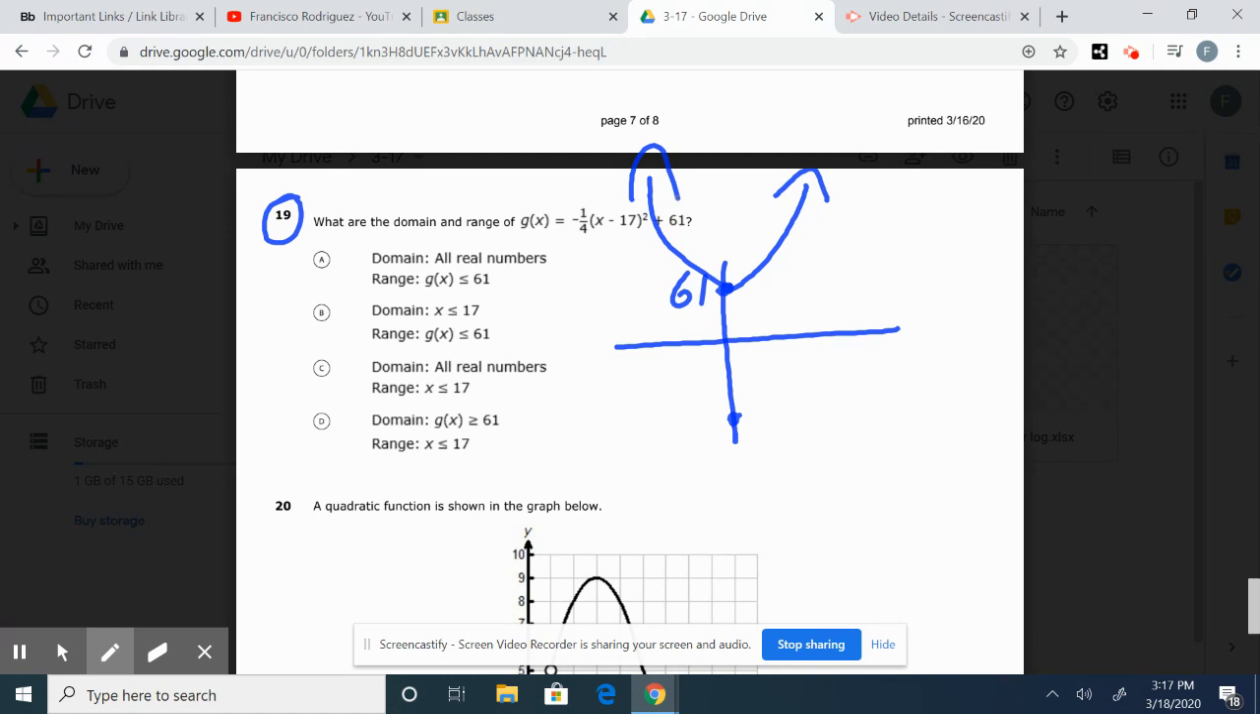So we can eliminate B and D because of that. Now for your range, you have to look at the lowest point it reaches, which in this case would be 61. So it has to be everything greater than 61. So the answer is A.